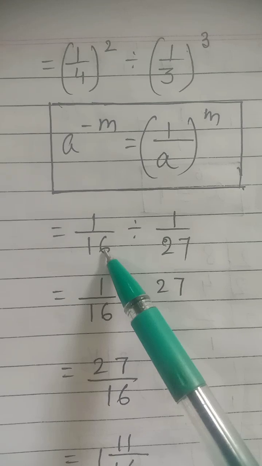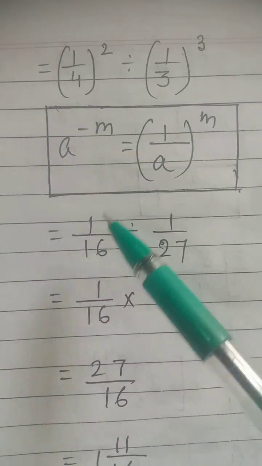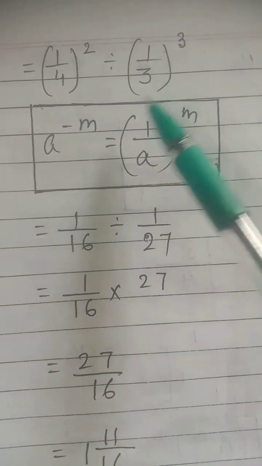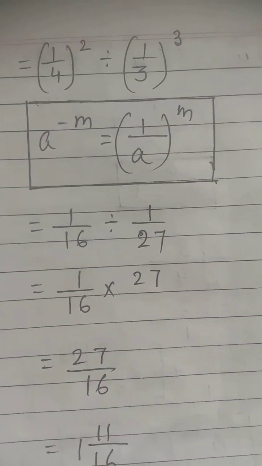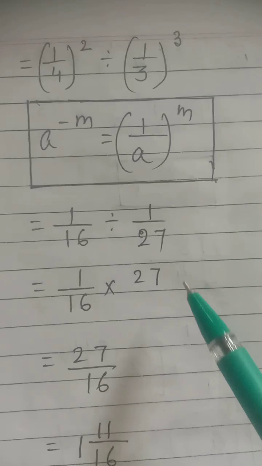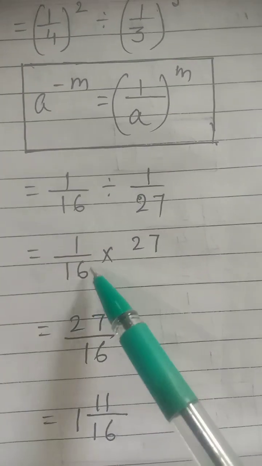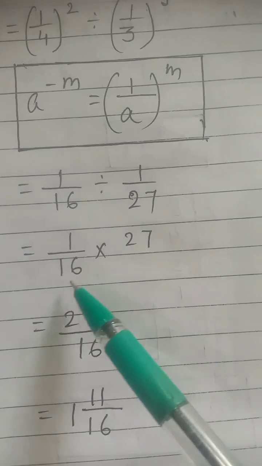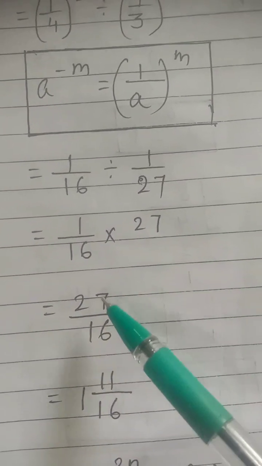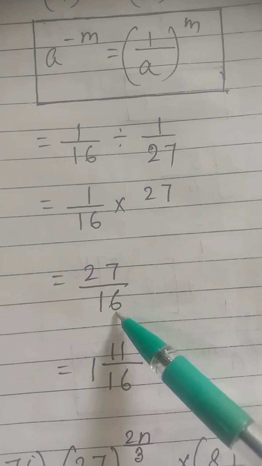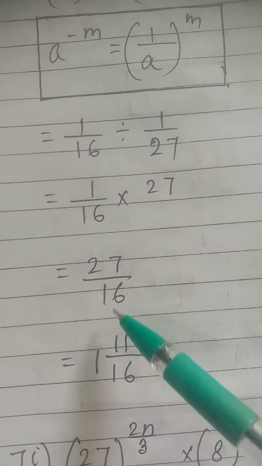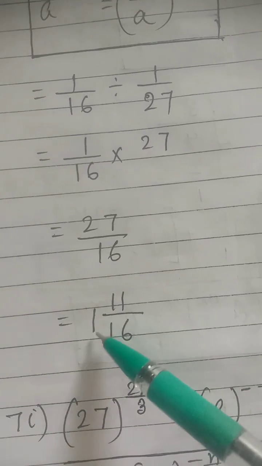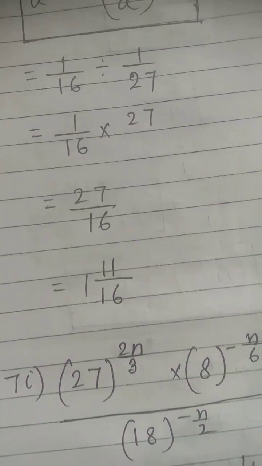Now (1/4) square means 1 square is 1 and 4 square is 16, divided by 1 cube is 1 and 3's cube is 27. 3's cube means 3 into 3 into 3. So in that way 27 is coming. Now 1/16 divided by 1/27, make the reciprocal. So it will be converted to 1/16 into 27. So the answer is 27/16, which is an improper fraction. So convert it into a mixed fraction. So we'll get 1 whole 11/16.